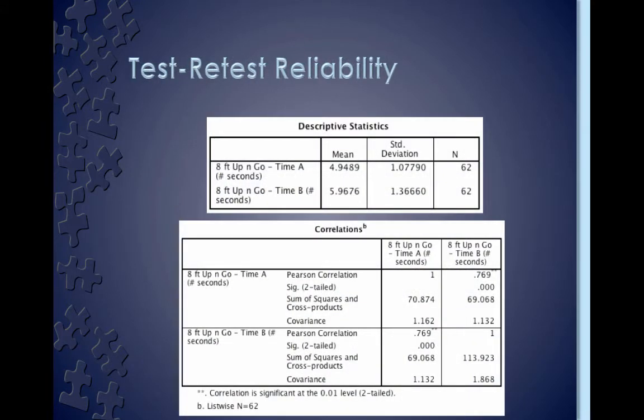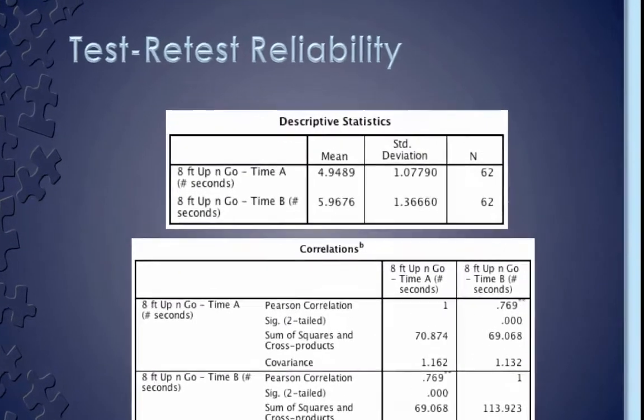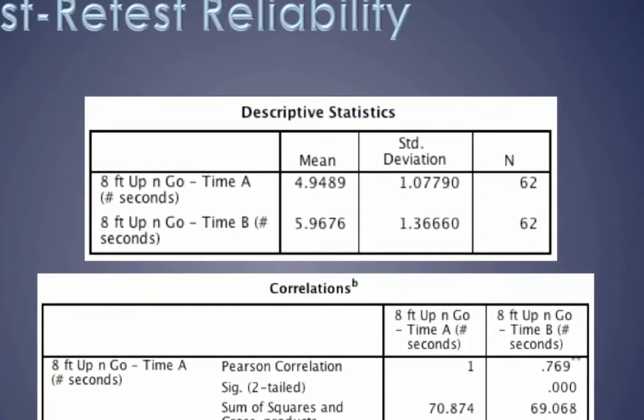Test, retest, reliability. So here we go. First table, we have descriptive statistics. We have the 8-foot up and go. This is a physical performance measure that I'm currently using in my research study that we're doing now.